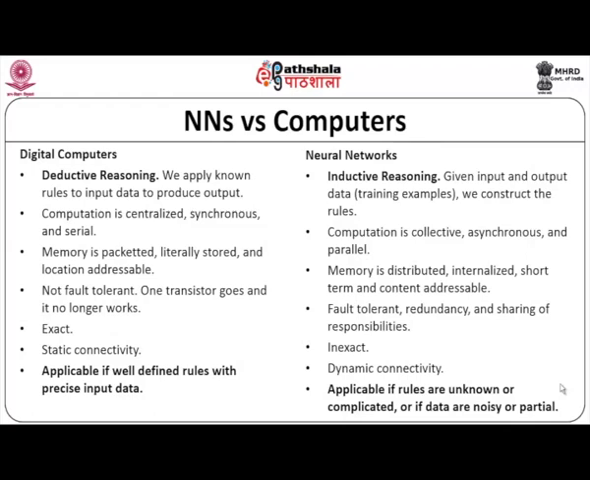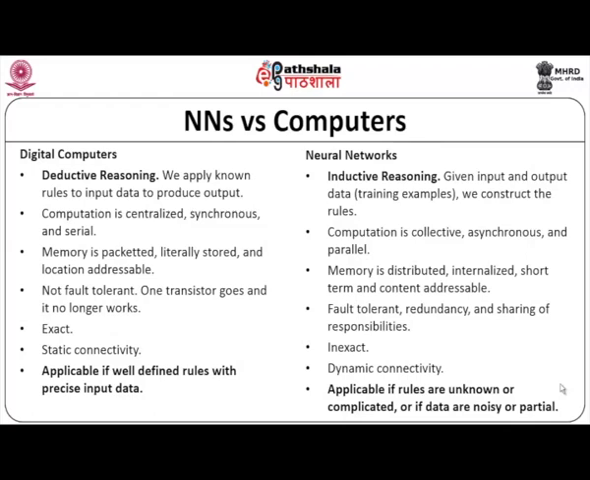Digital computers are applicable if there is a well defined rule set and precise input data. But in a neural network based environment, even if rules are not available, neural networks can handle any kind of data, even if it is noisy or partial, and accordingly create respective outputs.